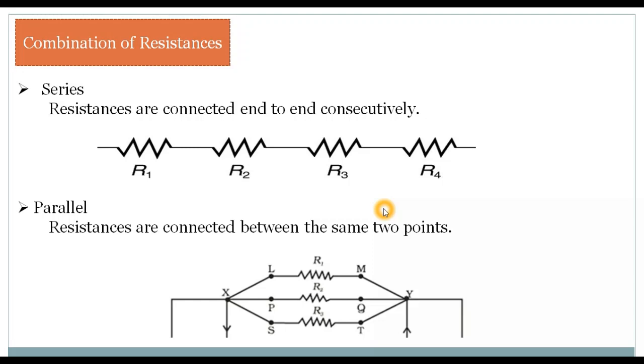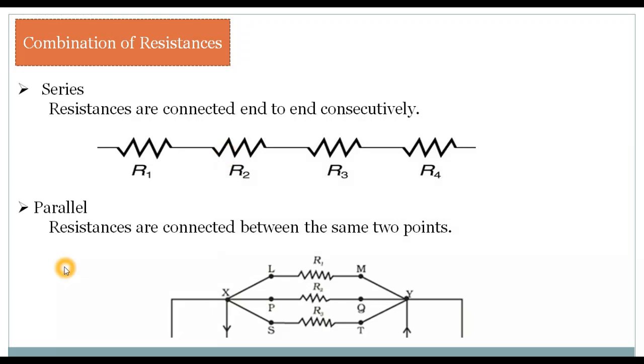Now, there are two ways of combining the resistances. We can combine the resistances lengthwise, like we can connect the resistances end to end, like the diagram shown here. You can see here four resistances are connected in series. That means end to end in a lengthwise. One end is connected to the other end. That is a combination of resistances in series.